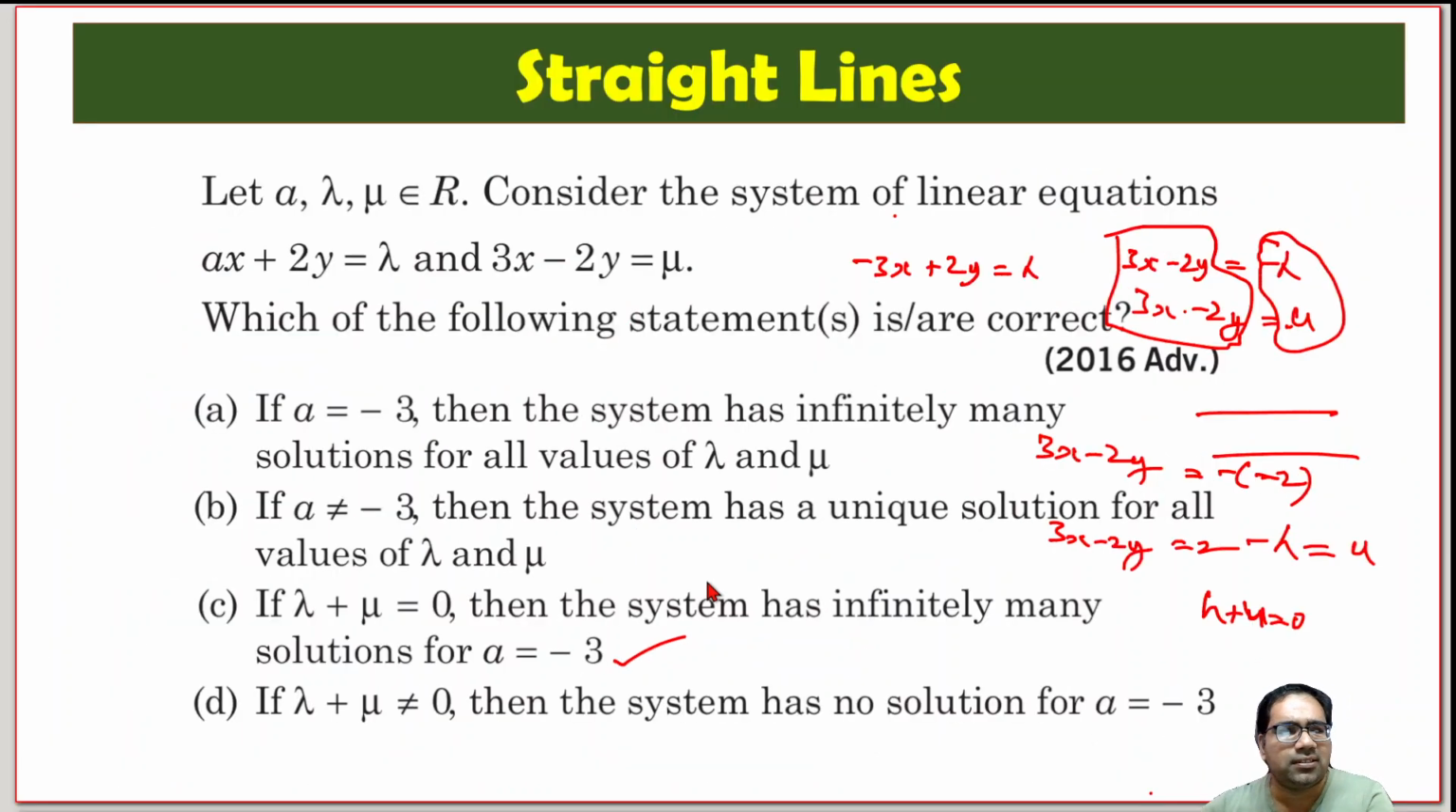So the correct answer is: A is wrong, and B, C, D are correct. Right, guys. This is an advanced problem from 2016. Pretty straightforward, easy problem. The only thing is we need to identify that these two are parallel lines when a equals −3.